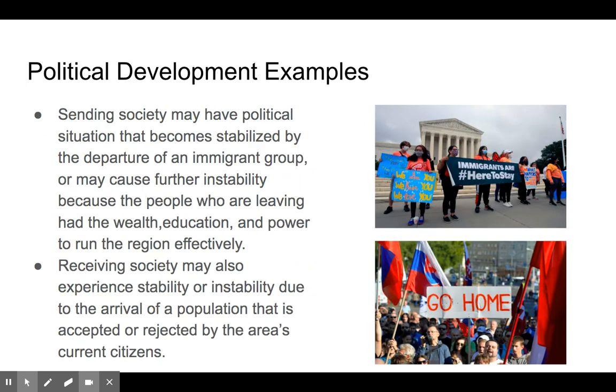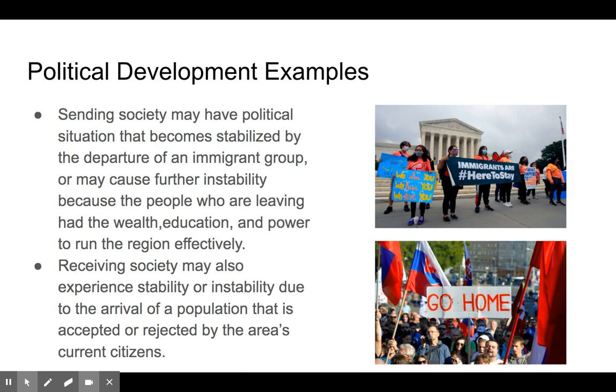As far as the political development, a few examples I will share with you. The sending society may have a political situation that becomes stabilized by the departure of an immigrant group, or may cause further instability because the people who are leaving had the wealth, education, and power to run the region effectively. Again, it all depends on your situation that you decide to choose.